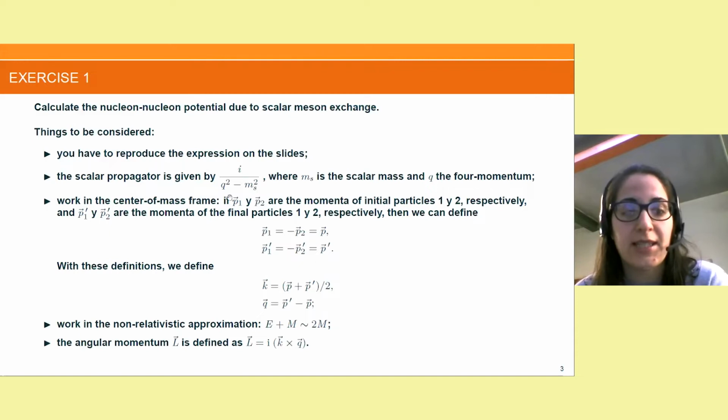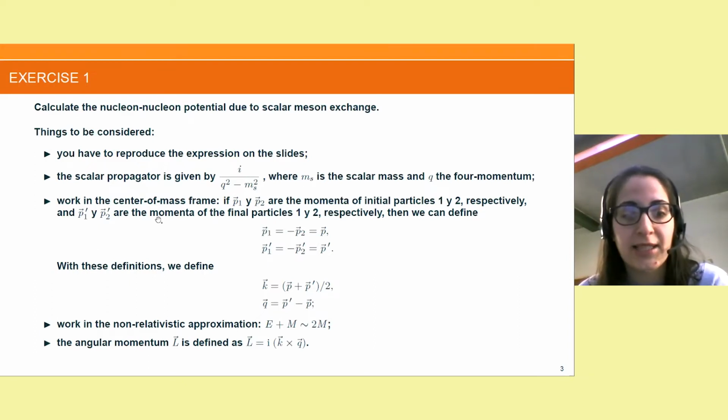It also gives us the propagator that we need. In the case of a scalar, it has this form here. It's an imaginary unit i divided by the usual momentum square minus the mass of the scalar meson square.